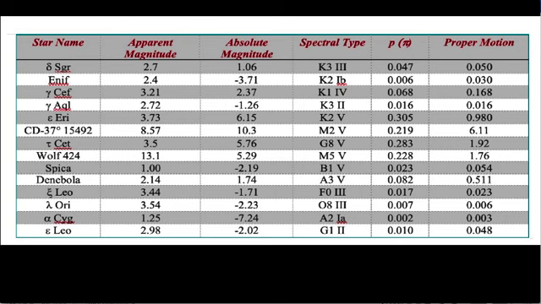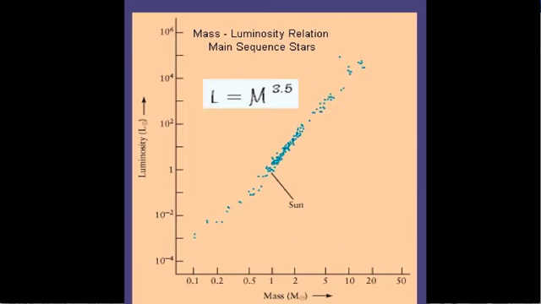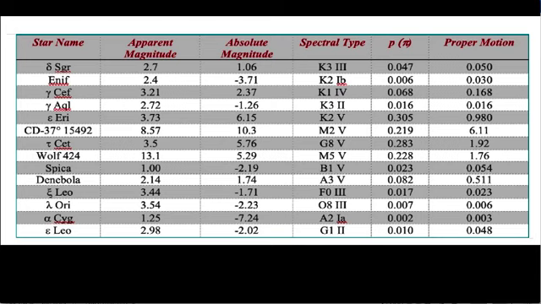As we look at the table, we notice that we don't find any white dwarf stars listed. We know that for main sequence stars a relationship exists called the mass-luminosity relationship, which says that dimmer stars equal smaller mass. We find that the star CD 37 degrees 15492, referred to hereafter as just CD, is a very dim main sequence star, making it our smallest radius star.